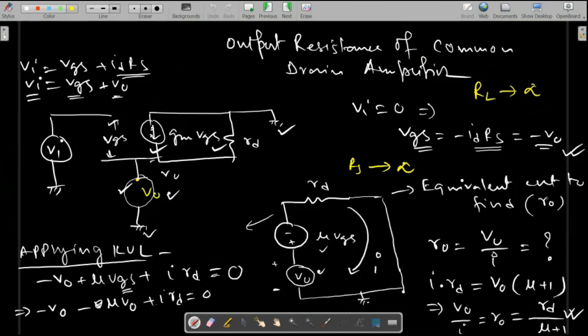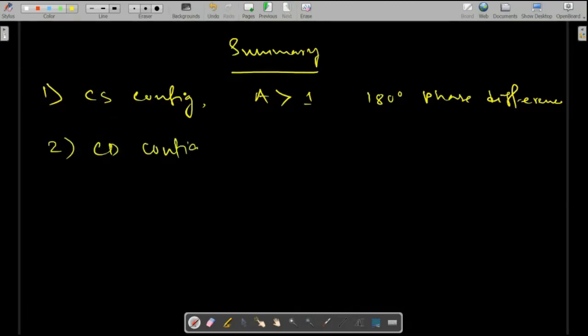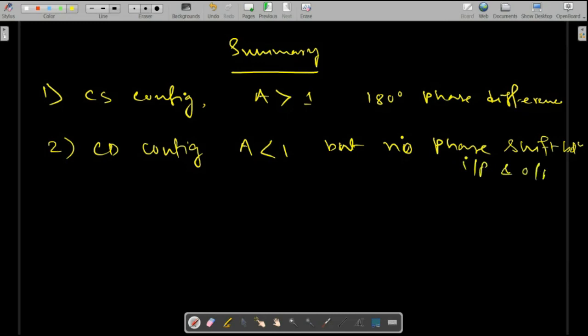So for the CD amplifier, the common drain configuration, A is less than 1, but there is no phase shift between input and output, because there is no such minus sign. So input and output are in the same phase. That is non-inverting. It is not inverting the output. But the common source is inverting.